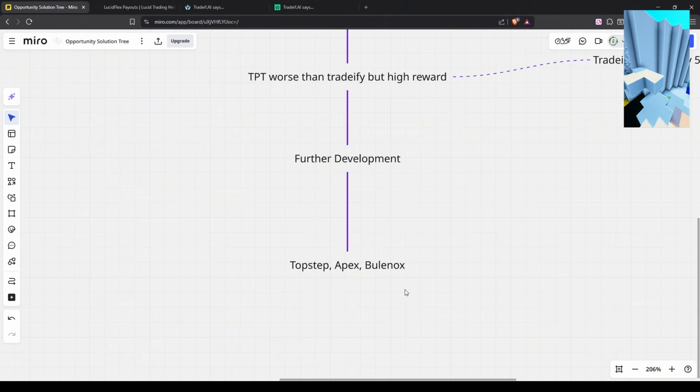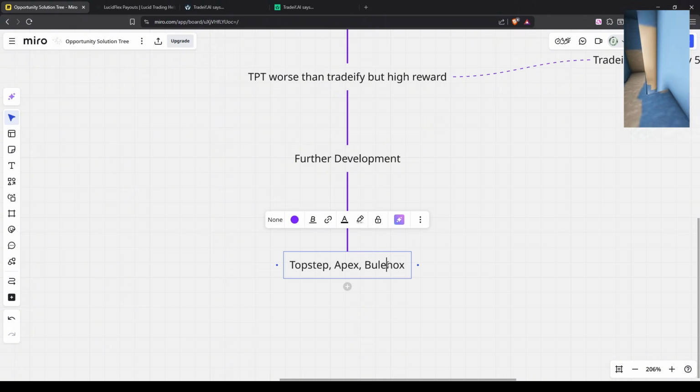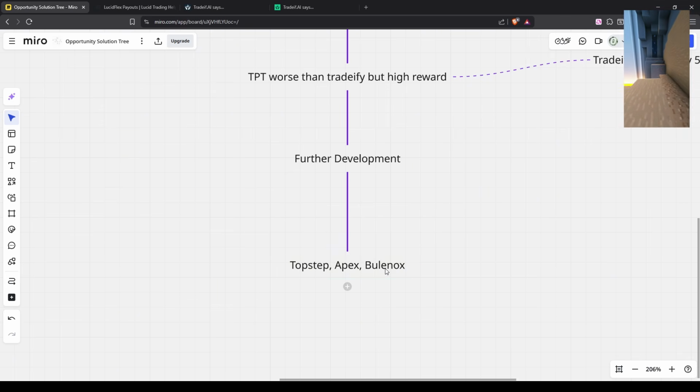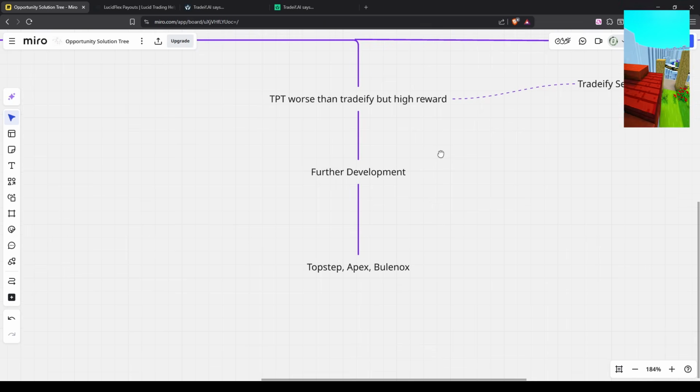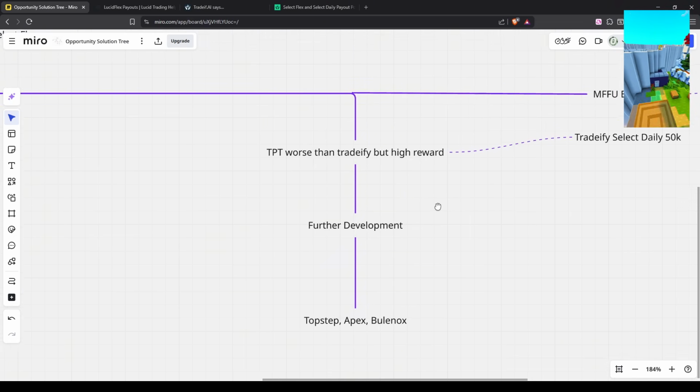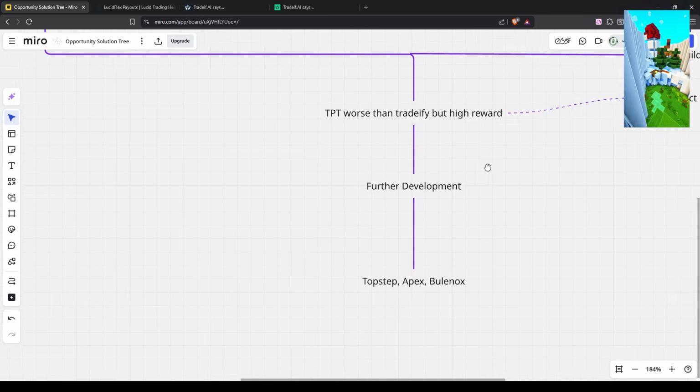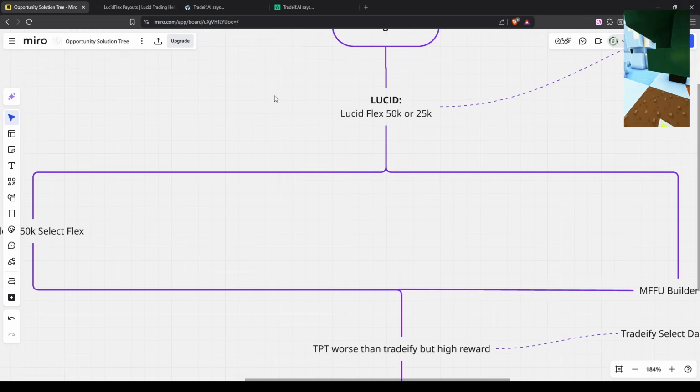So you just copy Bulenox accounts with other prop firms, and you will eventually achieve the payout threshold with them without thinking much about it. So now let's talk about the strategy of how we will risk per each account.